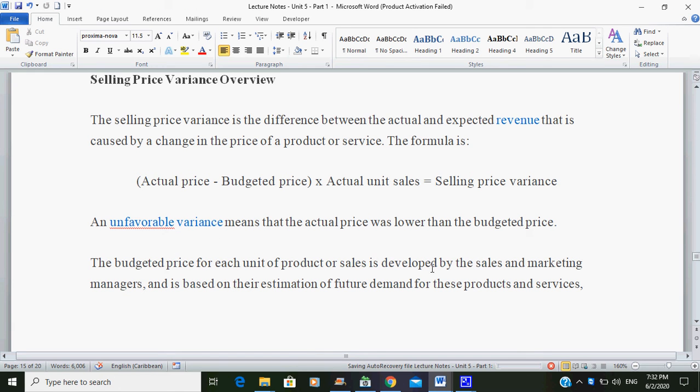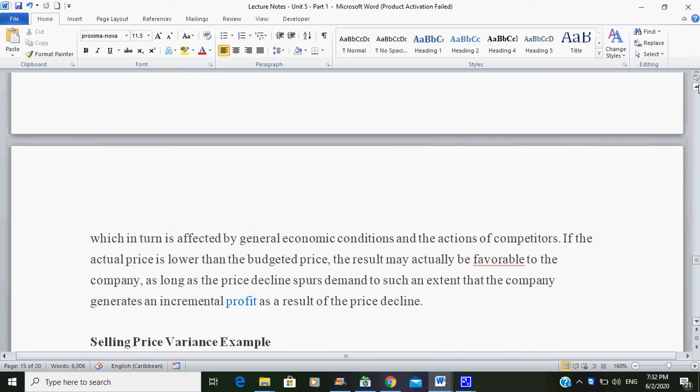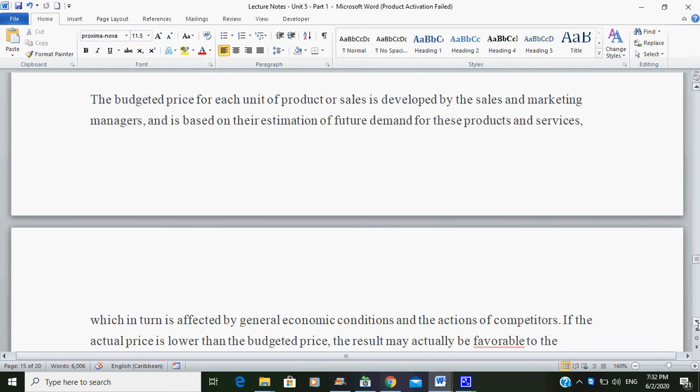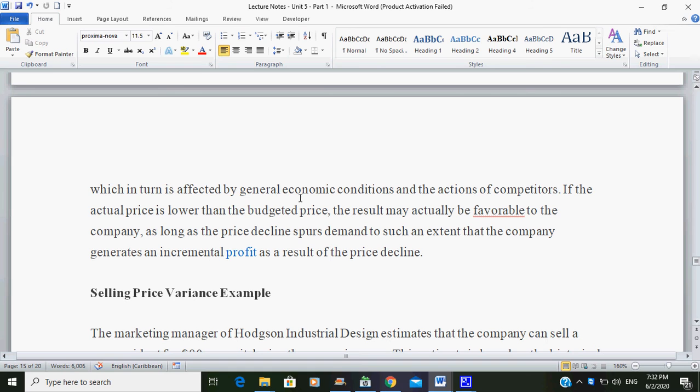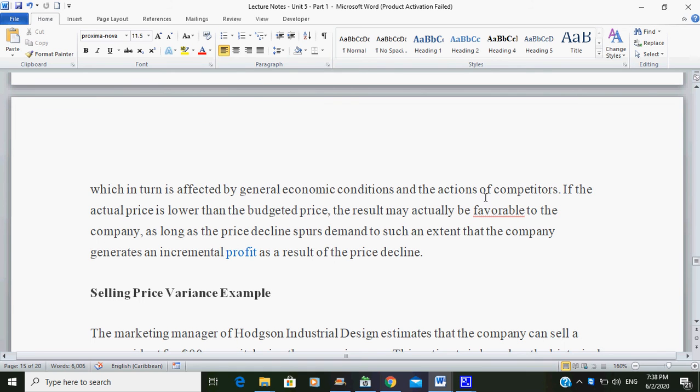Look at the example now, selling price variance example. The marketing manager of Hodgson Industrial Design estimates that the company can sell a green widget for $80 per unit during the upcoming year. This estimate is based on the historical demand for green widgets. In the first half of the new year, the price of the green widget comes under extreme pressure as a new supplier in Ireland floods the market with a lower price green widget. Hodgson must drop its price to $70 in order to compete and sells 20,000 units during that period.